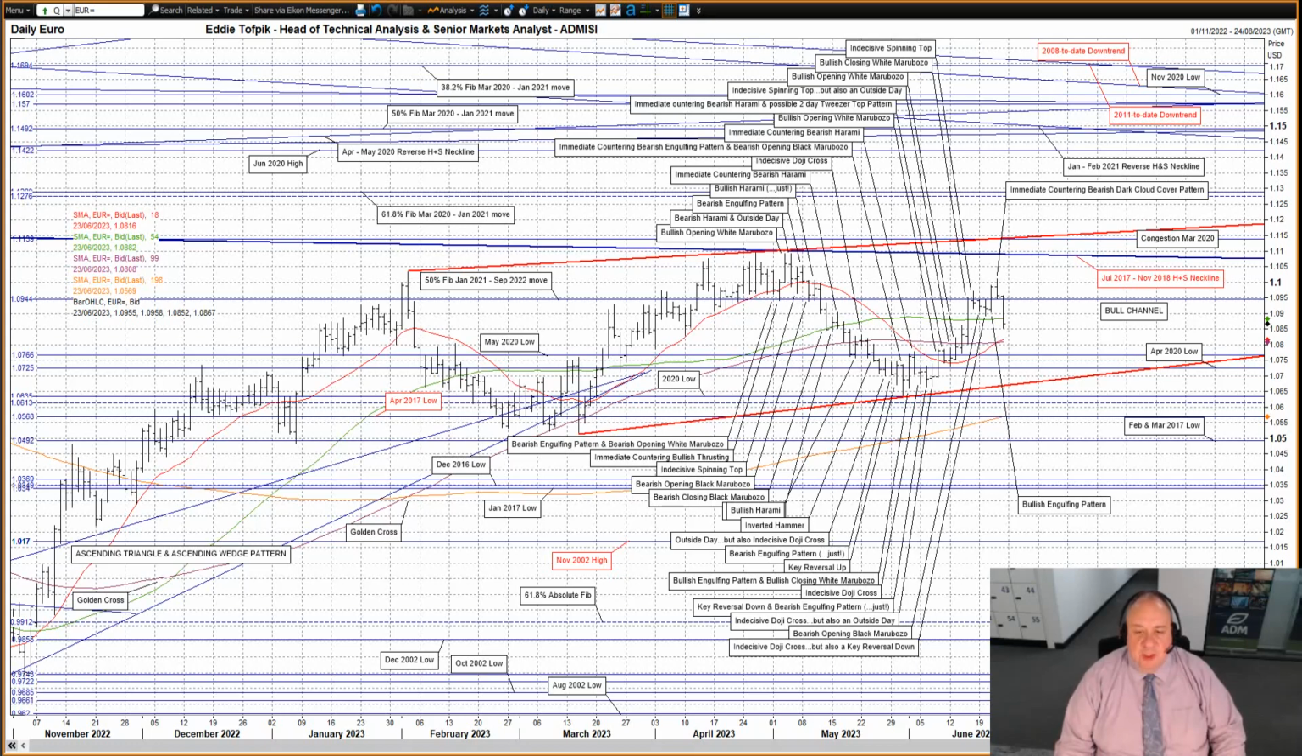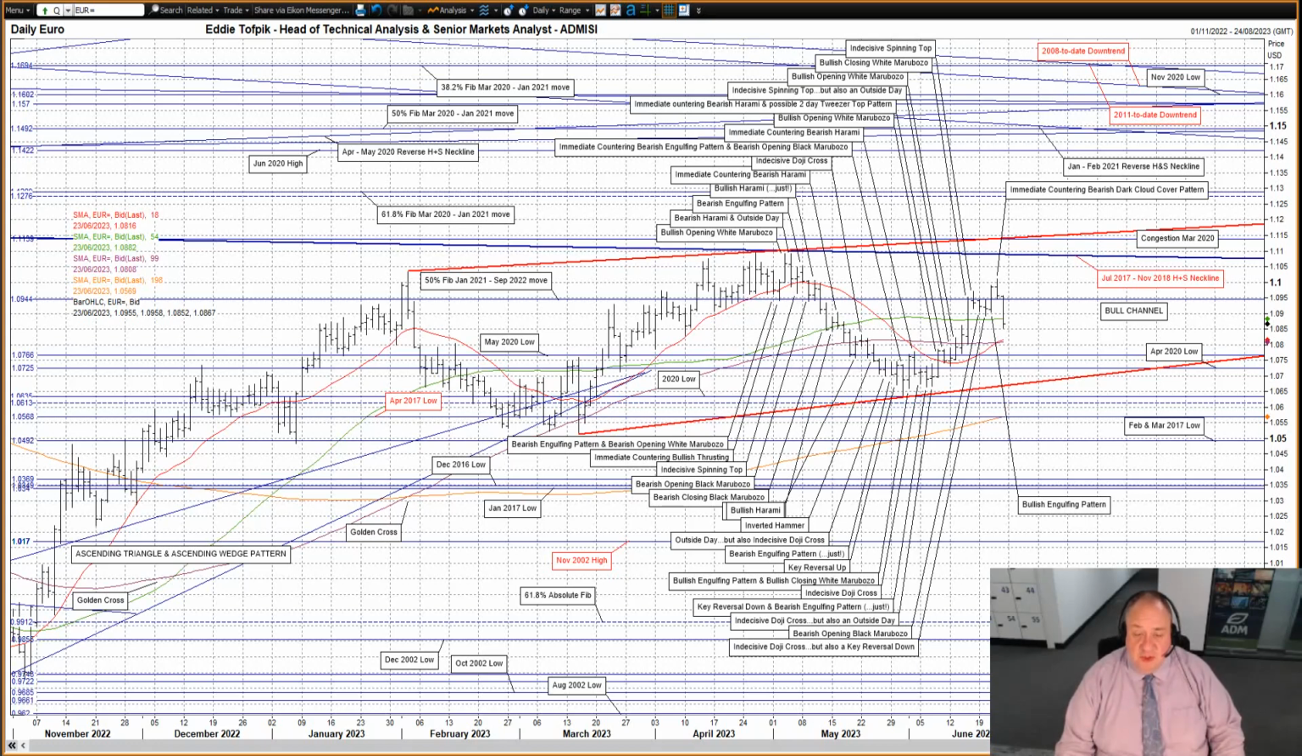Euro-dollar. An immediate countering bearish dark cloud cover pattern yesterday after the previous session's bullish engulfing pattern. It was still nevertheless the second close over the 50% Fibonacci line of the January 2021 to September 22 move at 109.44, though not by much. This 50% Fibonacci line had previously capped the market on a closing basis since late last week.